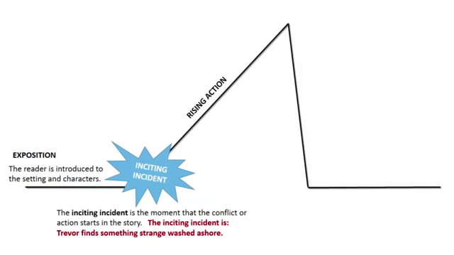We have now entered the rising action of the story. During the rising action, the action, conflict, and tension build. The action continued in the last slide when Laurel and Trevor discover the old coin.